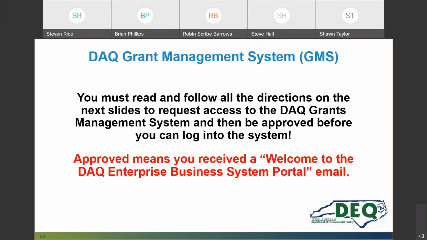So you must read and follow all the directions on the next slides to request access to the DAQ Grants Management System, and then be approved before you can log into the system. And for clarification, approved means that you received a Welcome to the DAQ Enterprise Business System portal email. Only after that email will you be able to log in to the GMS.